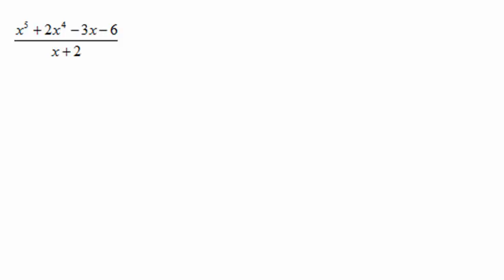So in order to use synthetic division, you need to determine what value of x would give you 0 in the denominator. In this case, it's -2. That is going to be our quote-unquote box number.